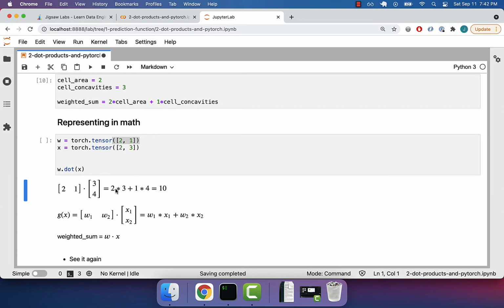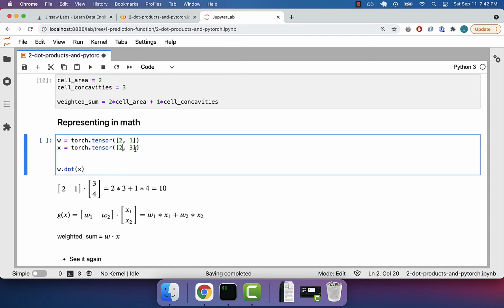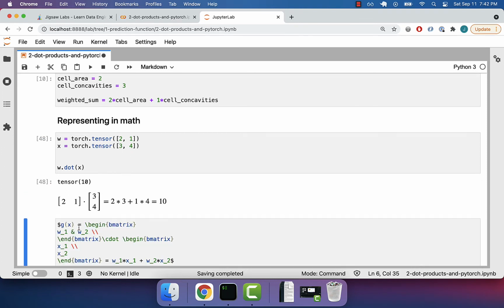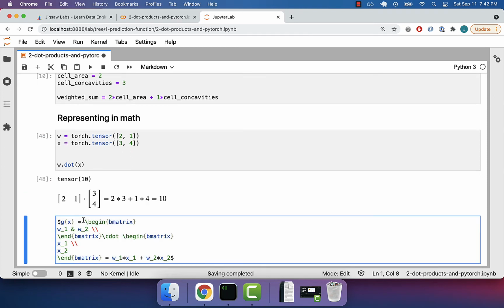Why did we get two numbers? I think 2 and 3, that's the difference. All right, that's okay. And then 3 and 4 here, right? So I kept the weights the same, but I guess I changed this. And we got an output of 10. And you can see if we want to write this generically, then it looks like this. You can see how crazy it is in LaTeX.